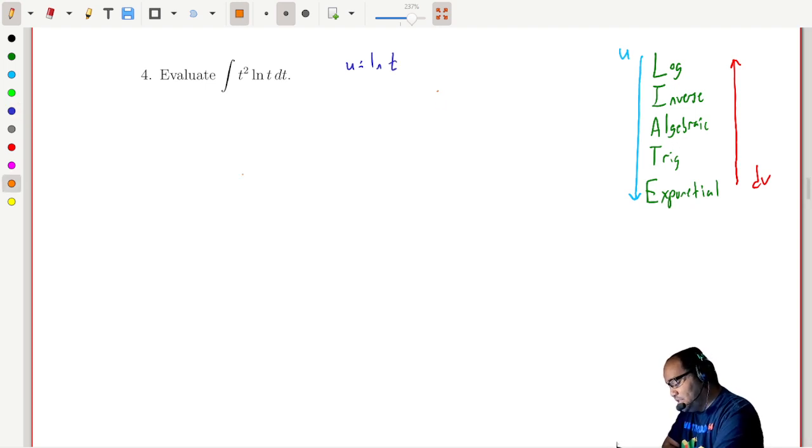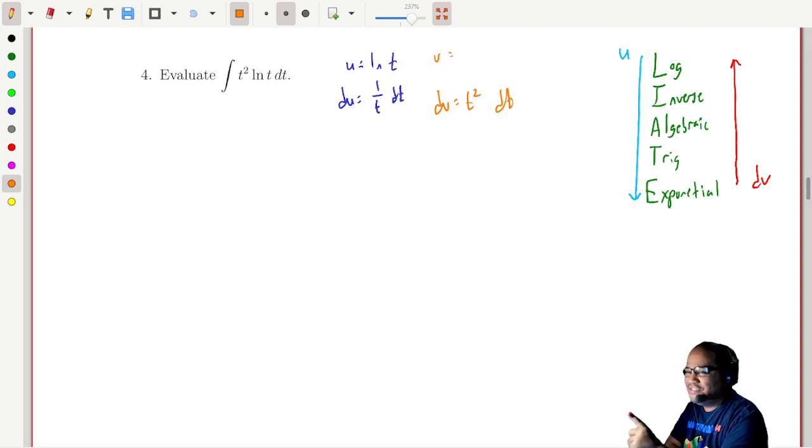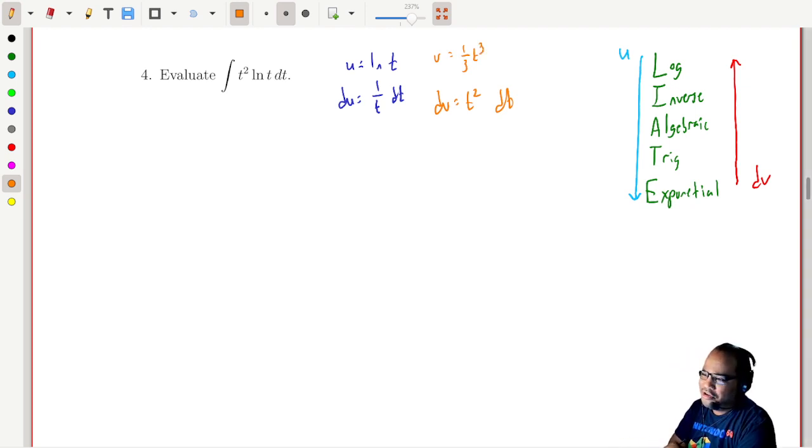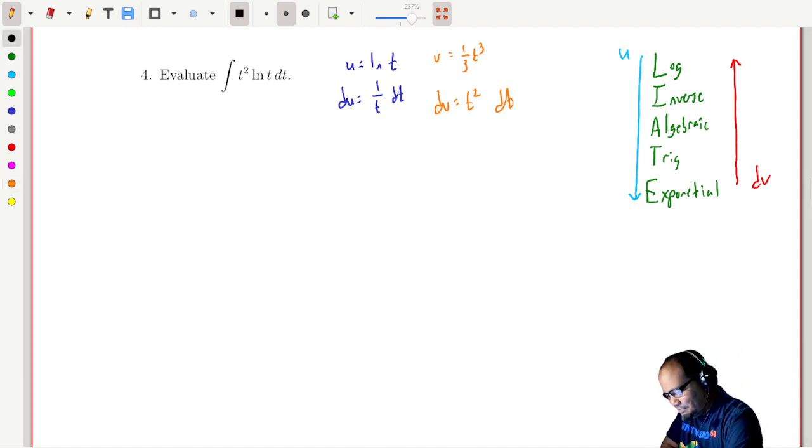Okay, so dv is the rest. T squared dt. Fill in the rest of the table, right? du is equal to 1/t dt. And v is equal to not 2t, but 1/3 t cubed. Sean, I think you made this harder. Just roll with it. Follow your path.